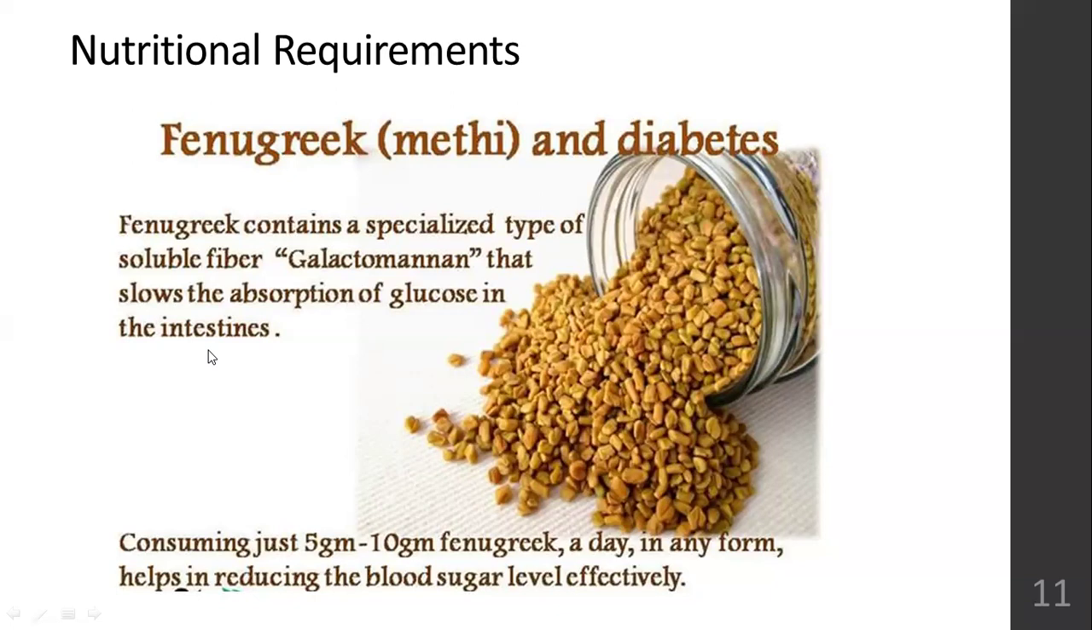Even if you just use methi powder, the ground powder of methi, after cooking, just sprinkle some additional methi on the serving of a diabetic person in your family. That can also effectively control the blood glucose level.